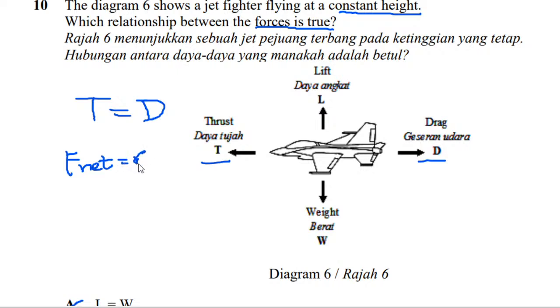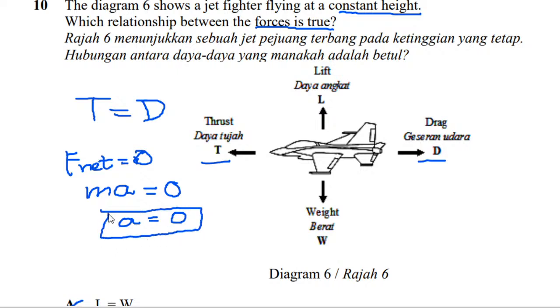F net equals 0. So this F net is equal to MA. So it means that MA equals 0. So M cannot be 0. Okay, so it means that now A is equal 0. So it means that the acceleration of the jet fighter is 0. But when the acceleration is equal to 0, does it mean that the object is not moving? Can a jet fighter stationary in the air? Can or not?